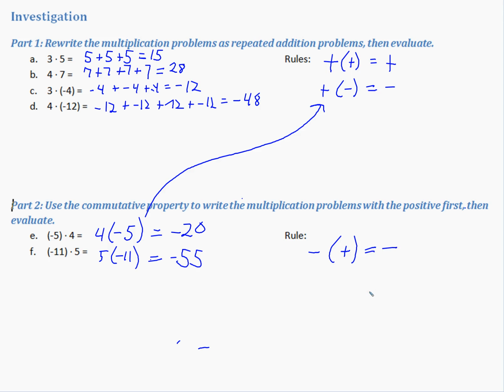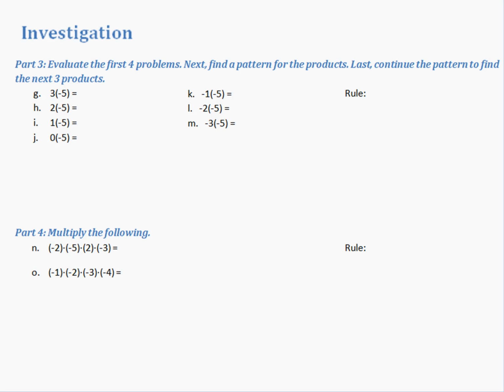We actually have one more thing we need to look at. So we have a positive times a negative, and a negative times a positive. The last situation is a negative times a negative. And to do this, we are going to look for a pattern. There's a couple different ways to discover this, but we'll look at a pattern.